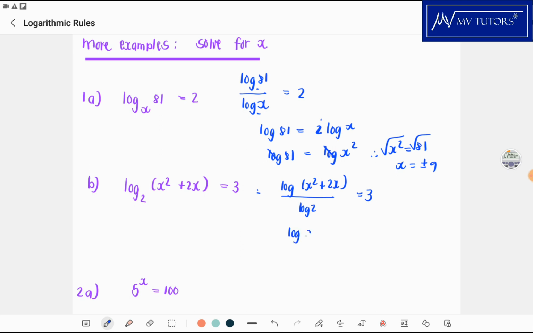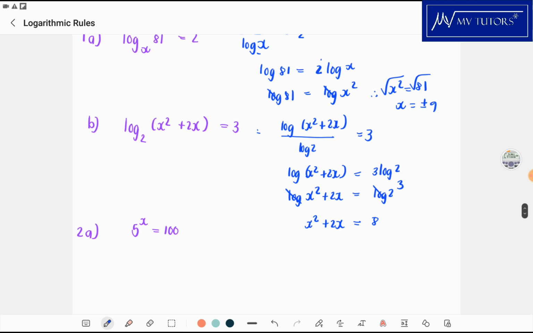So I have log x squared plus 2x is equal to 3 log 2. And then that 3, I'm going to make it an exponent. So again, I have log x squared plus 2x is equal to log 2 to the power 3. Then the logs can cancel out. I have x squared plus 2x is equal to 8. 2 to the power 3 is 8. I'm going to take 8 to the other side. Then I have a quadratic function and life is good.